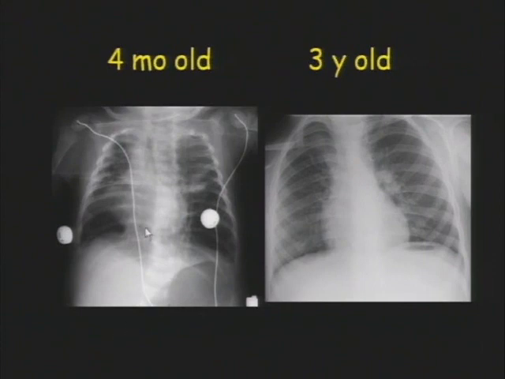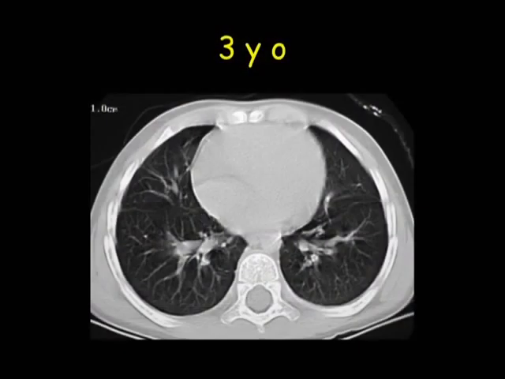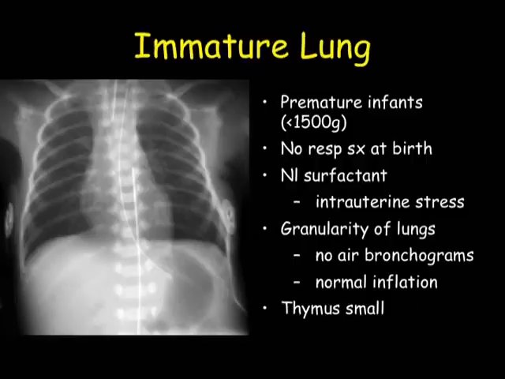Here you can see this baby at 4 months old has a lot of coarse bronchopulmonary markings, scarring, areas of hyperaeration from bronchopulmonary dysplasia. Here's the same patient at 3 years old, and I don't think that you would recognize that there's bronchopulmonary dysplasia there. And in fact, here's this patient's CT. It's a little busier than you'd like to see, but it's not bad at all.